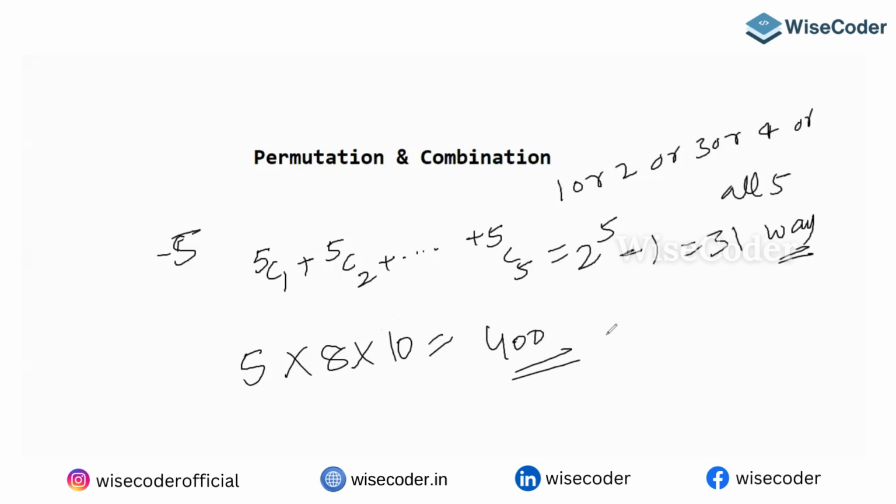Whenever there is an at least situation, at least one fruit means he can purchase one apple, one mango, and one orange also.